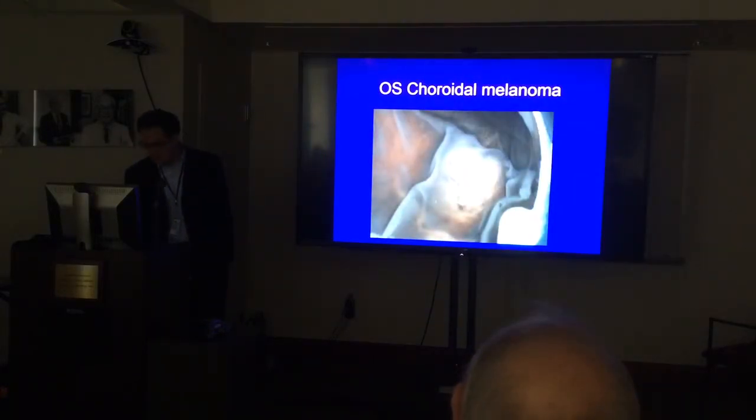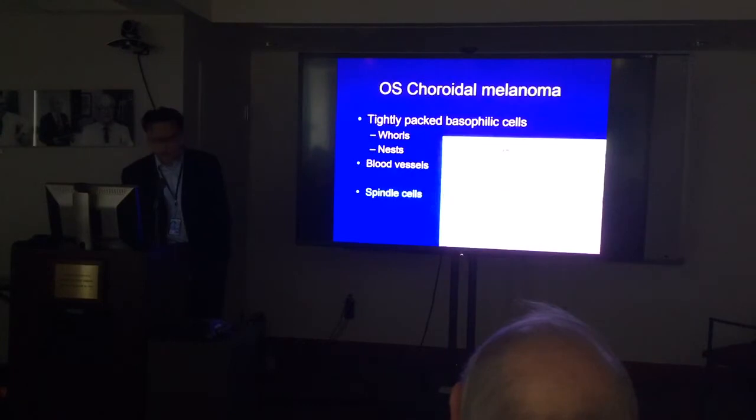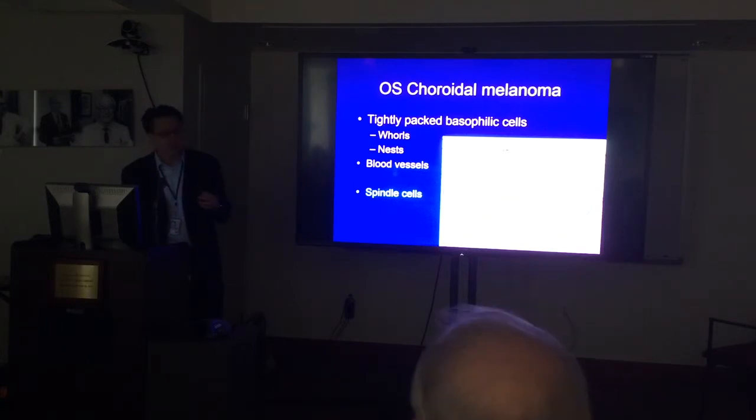Moving on to our lesion itself, this is what we found. The lesion was found to be composed of these tightly packed basophilic cells, and they appear to be arranged in whorls over here and also in nests over here. The lesion was vascular. There were a few blood vessels over here, here, and here, and we found it to be composed of spindle cells, which I'll speak more about on the next slide.